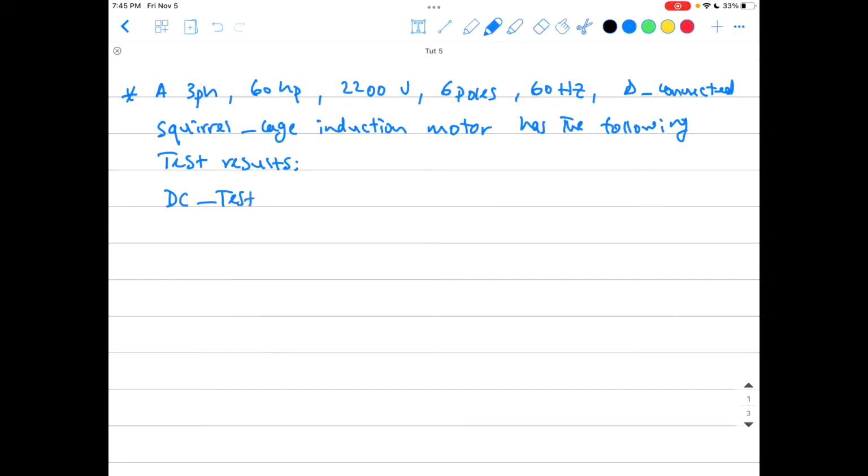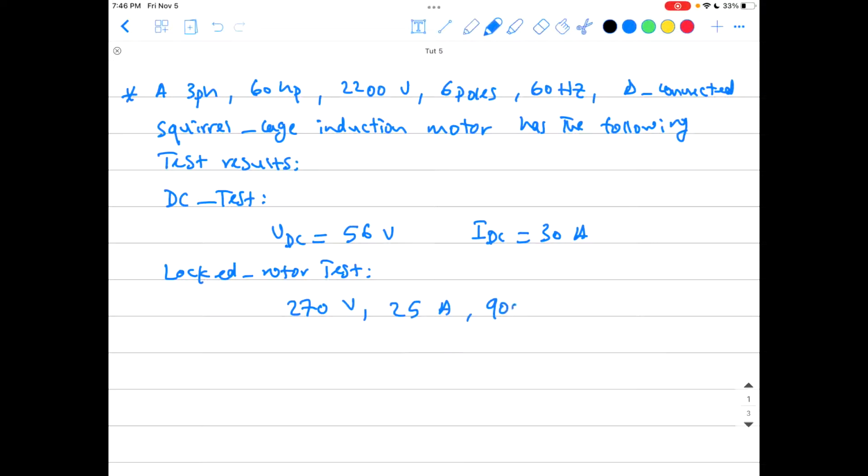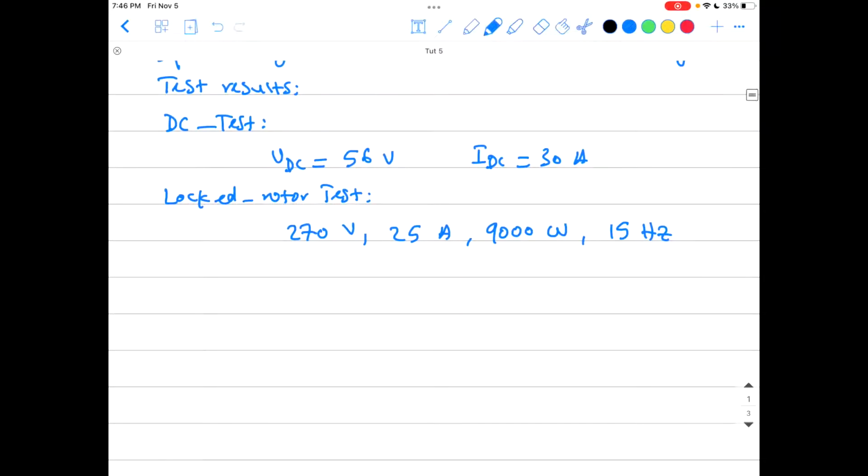DC test: VDC equals 56 volts and IDC equals 30 amps. The locked rotor test, I'm giving you this data: 270 volts, 25 amps, 9000 watts, and 15 hertz. No load test, and here the data: 2200 volts, 4.5 amps, 1600 watts, and 60 hertz.